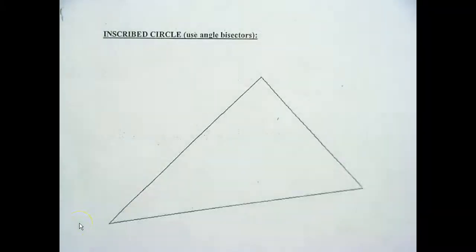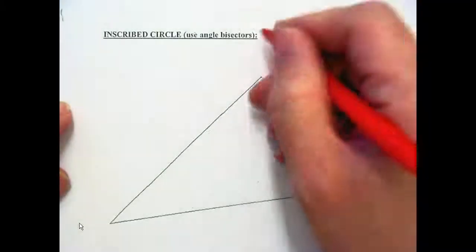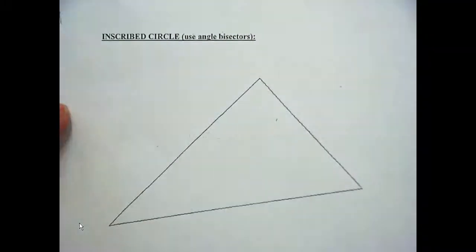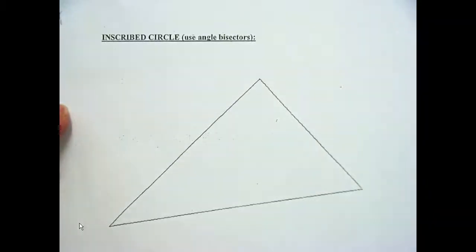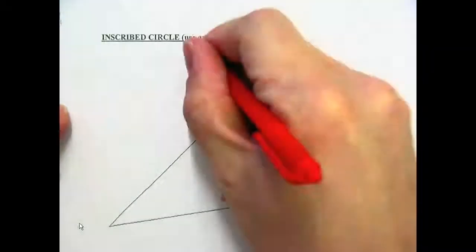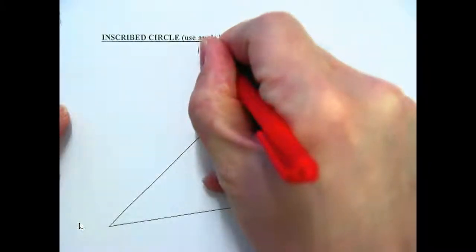We're going to do an inscribed circle. We're going to use angle bisectors. And what do we call the angle bisectors, the special point that they form where all the angle bisectors intersect? That is called the incenter. Very good. The incenter. Okay?